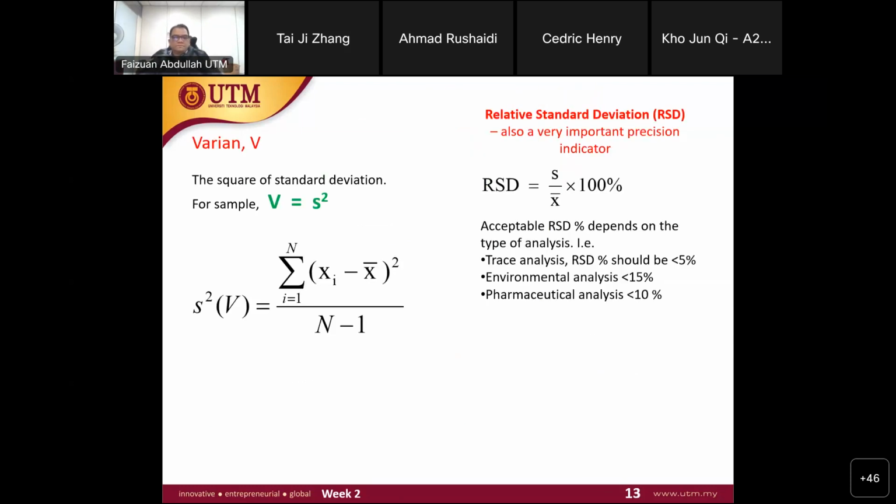Variance: the square of the standard deviation is the variance. And also we have relative standard deviation, also a very important precision indicator: the standard deviation divided by the mean times 100%. The acceptable RSD percentage depends on the type of analysis. For example, for trace analysis, RSD should be less than 5%. For environmental analysis, less than 15%. And for pharmaceutical analysis, it should be less than 10%.